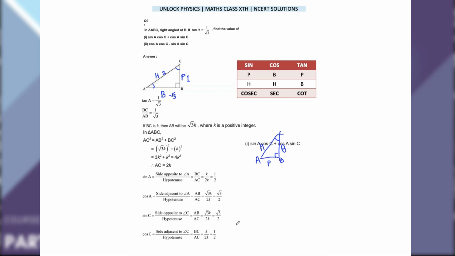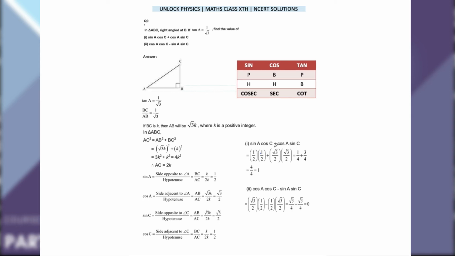So now further we have sine A cos C plus cos A sine C as 1 by 2 into 1 by 2 plus root 3 by 2 into root 3 by 2, which is 1 by 4 plus 3 by 4, which is 4 by 4, which is 1. We have cos A cos C minus sine A sine C as root 3 by 2 into 1 by 2 minus 1 by 2 into root 3 by 2, which is root 3 by 4 minus root 3 by 4, which is 0.